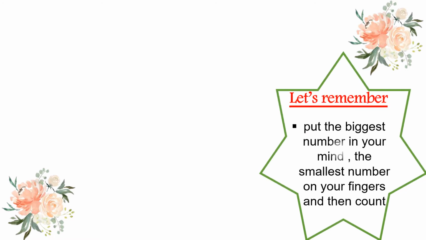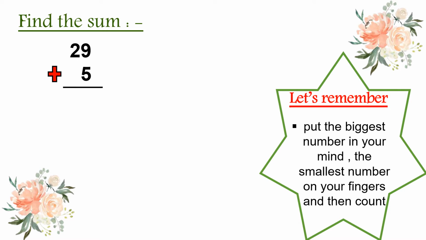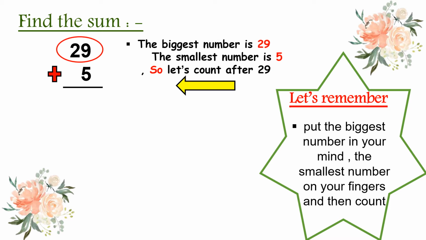Let's remember together. When you add, you put the biggest number in your mind and the smallest number on your fingers, and then count. Find the sum. We have 29 plus 5. So the biggest number is 29 and the smallest number is 5. So let's count after 29. After 29, 30, 31, 32, 33, 34. So the sum is 34.